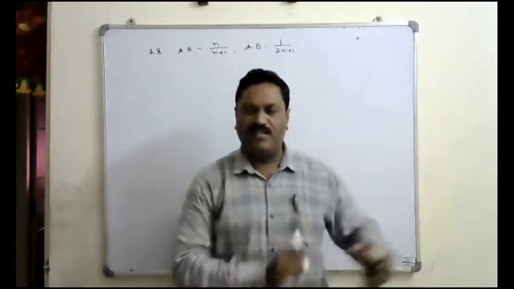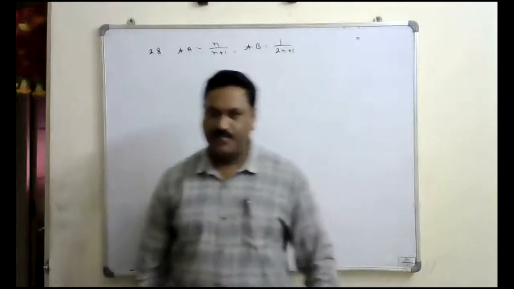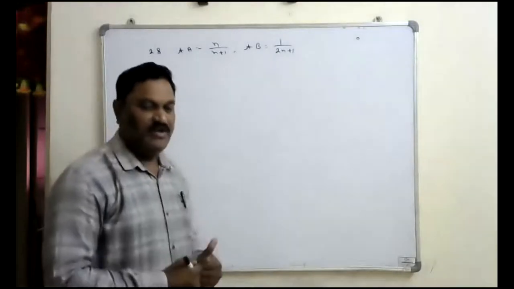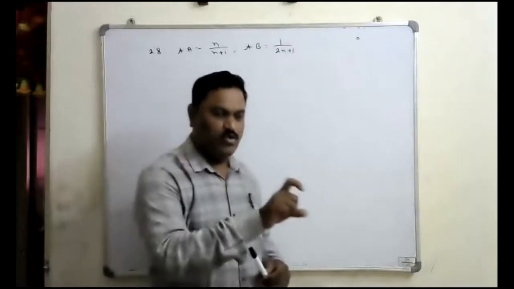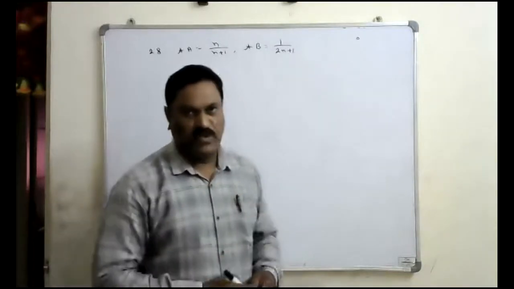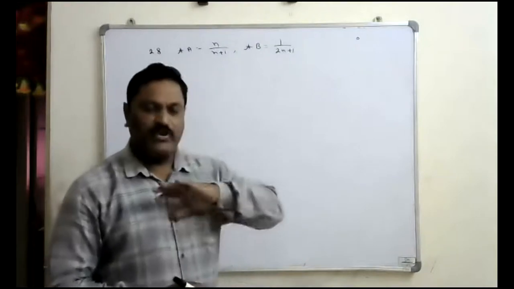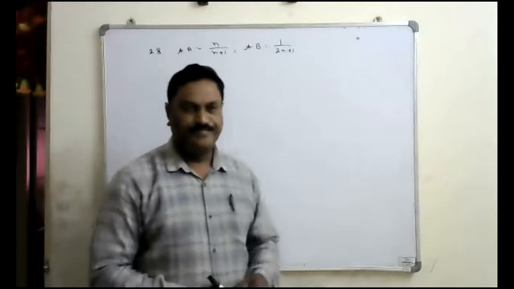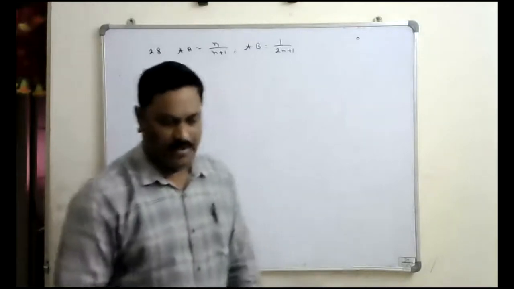If you simplify directly, it may take some time, because we'll get somewhat lengthy simplifications. To avoid that, if you observe the options, no option contains n. That's why all the n's are going to get cancelled. So take some value for n, then we will do the problem.